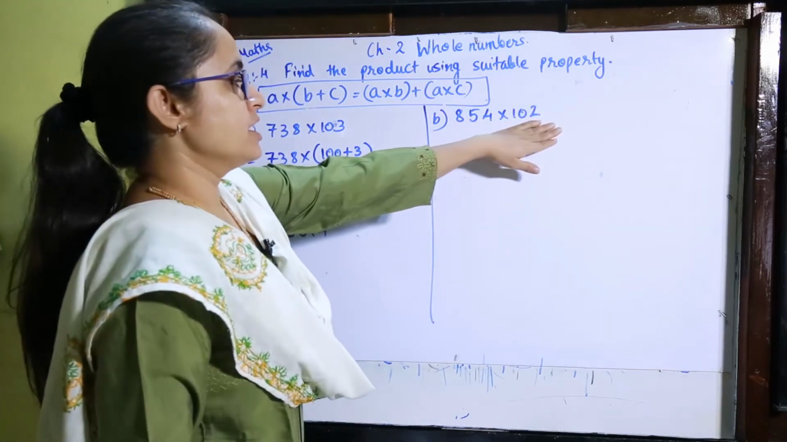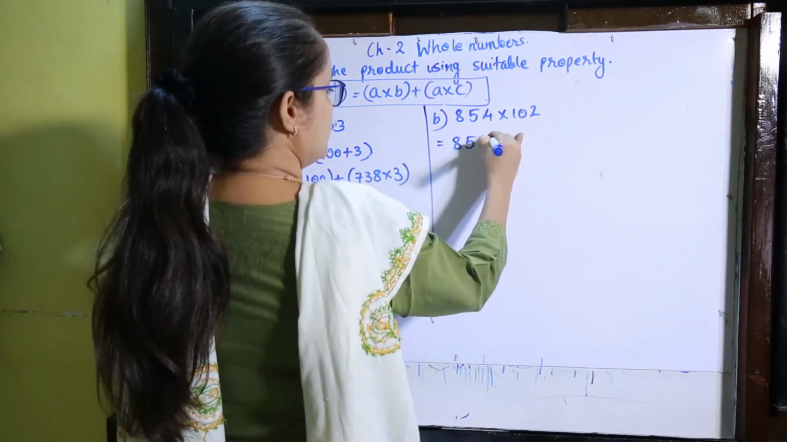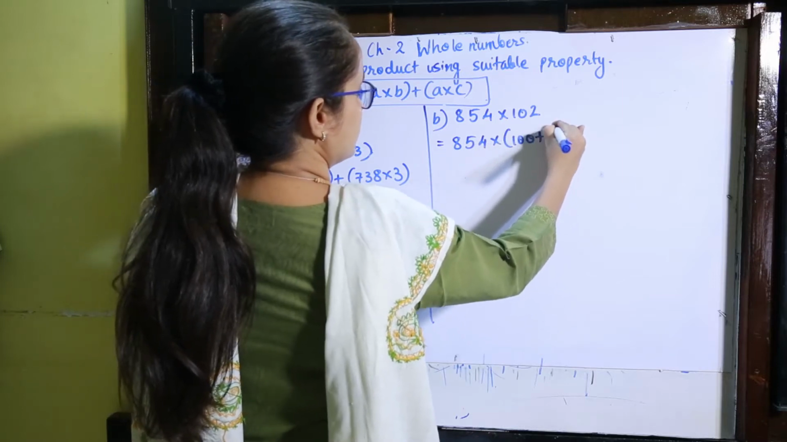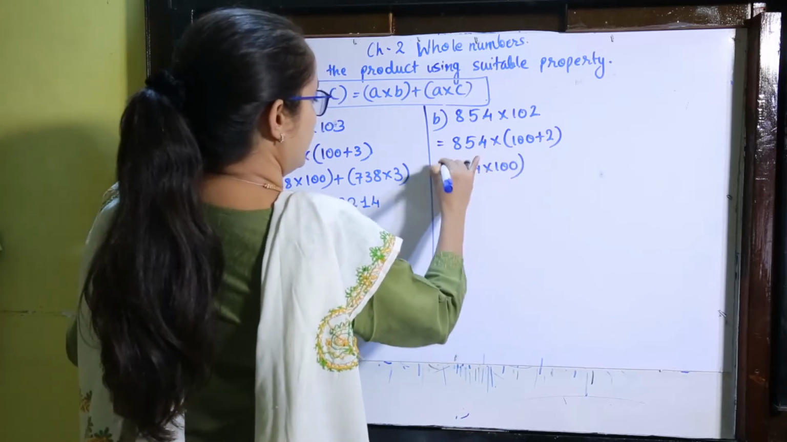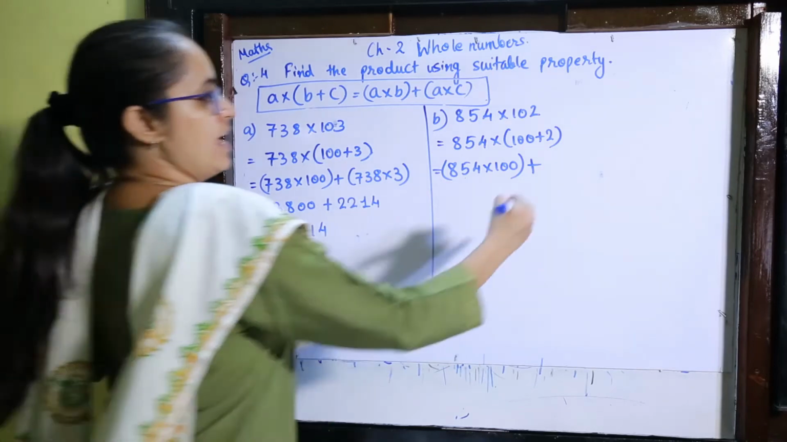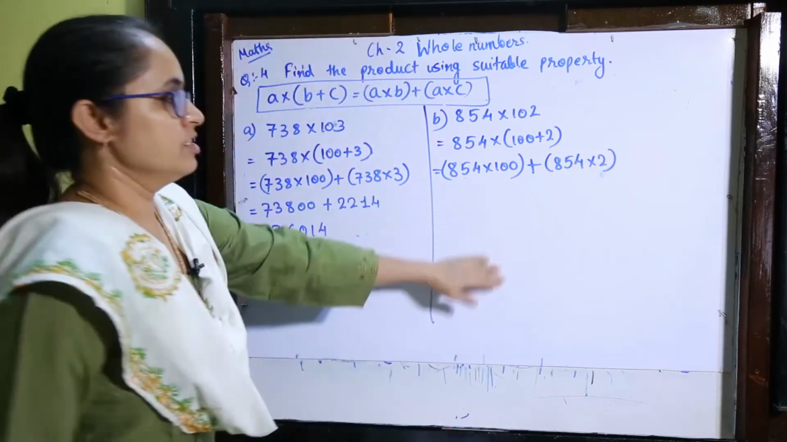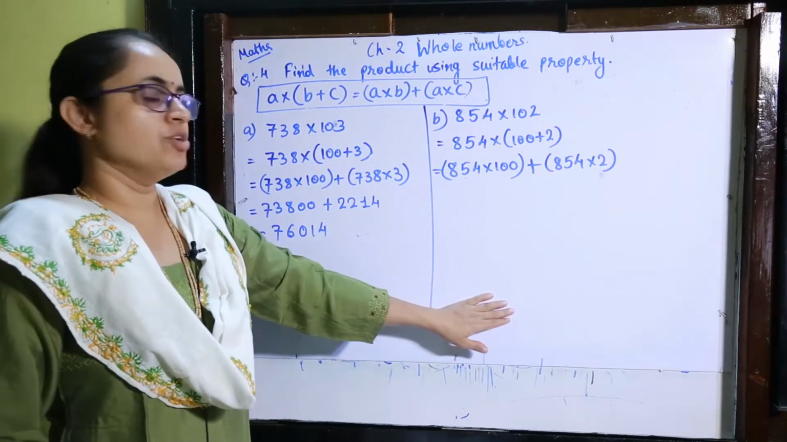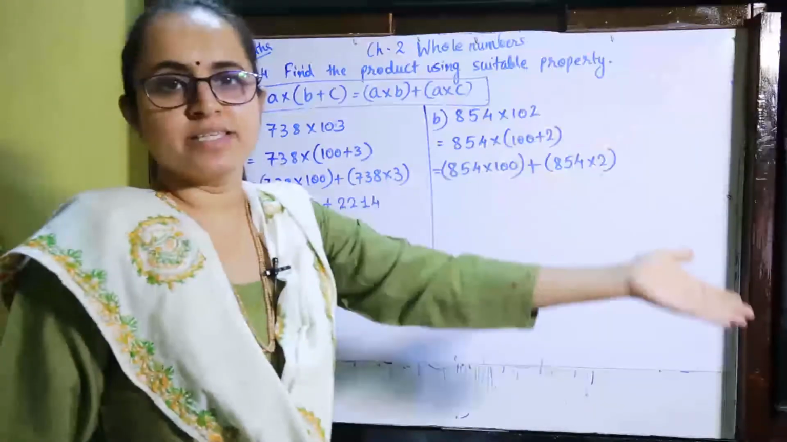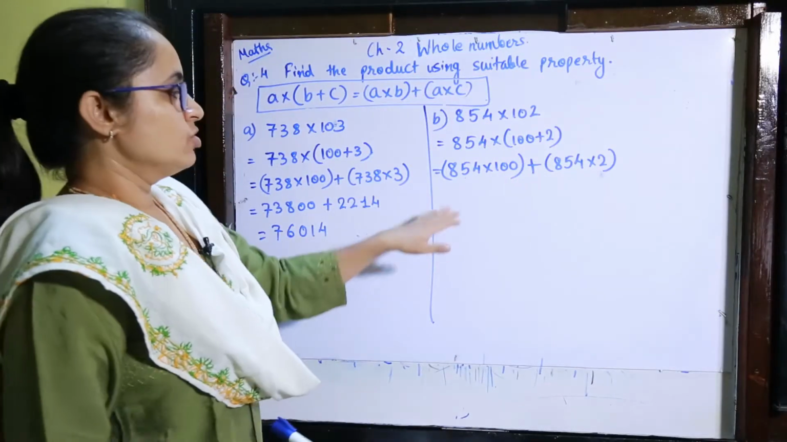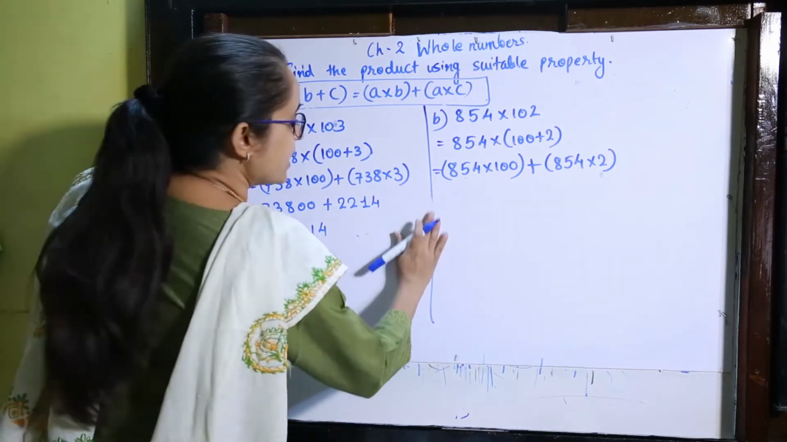Keep this as it is, and expand this one, right? So the expanded form of this is 854 multiply by 100 plus 2, and then 854 multiply by 100, with an addition sign in between, and then 854 multiply by 2. Now after this it is your homework, or you can pause the video and complete your work. This is your homework, and I want your answer. Check your answer at the back of your textbook, it is there only. So check your answer in the textbook solution, and then move on to the next point.